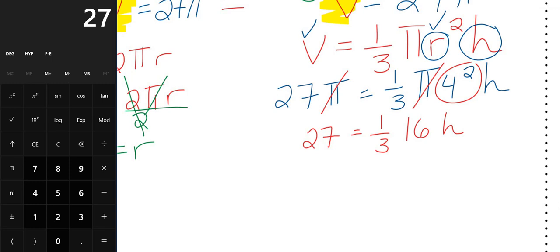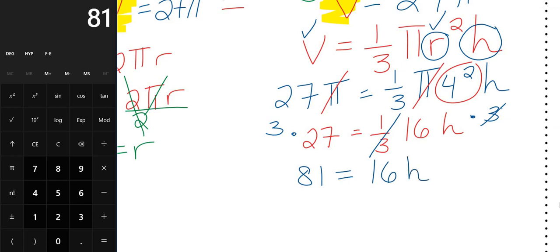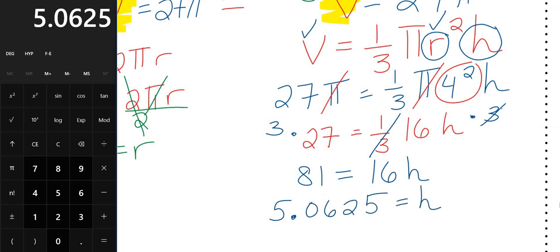Okay, I don't like to see the 1/3 there. So what I'm going to do is I'm going to multiply both sides by 3 to get rid of the 1/3. So 27 times 3 equals 81 equals the 1/3 and the 3 cancel, 16h. And now last step, divide 16 on both sides. So our height is exactly 5.0625. That is the height of cone B. But they want your answer to the nearest hundredth. So our answer is just 5.06.